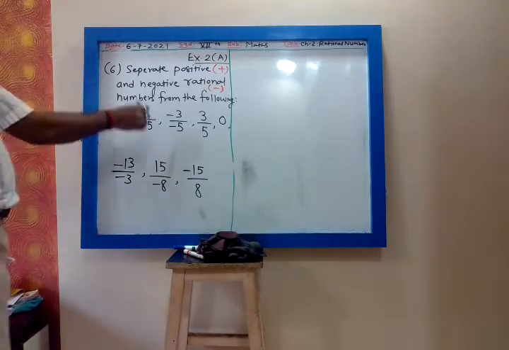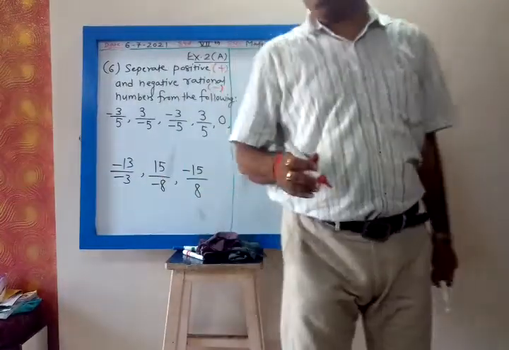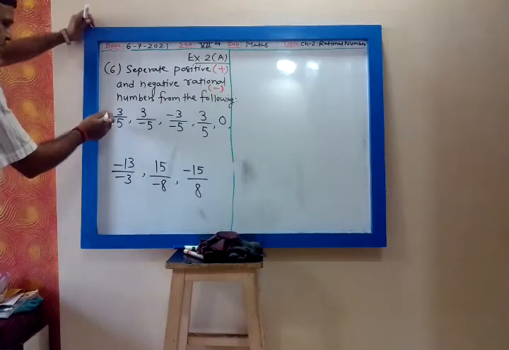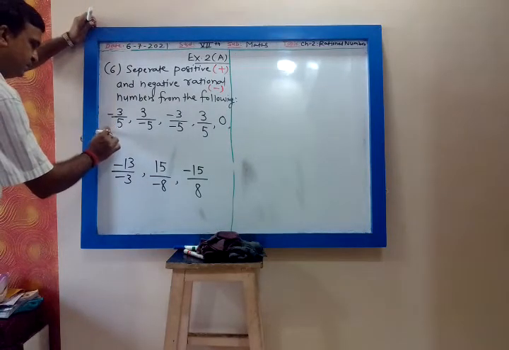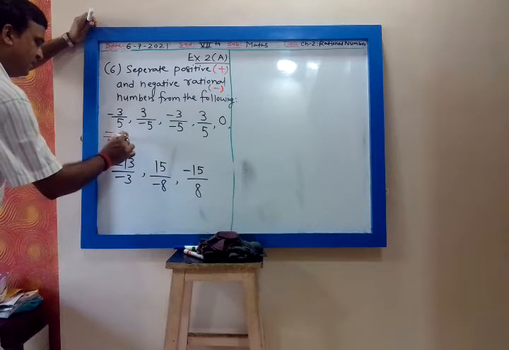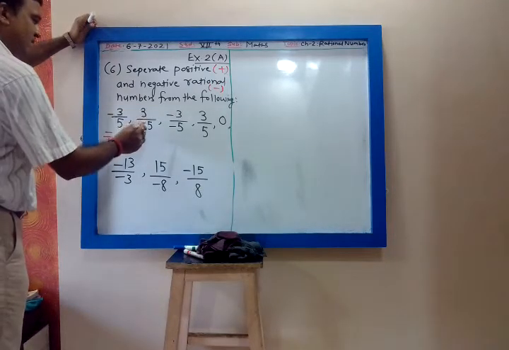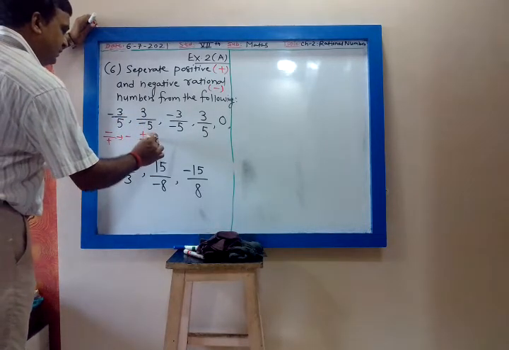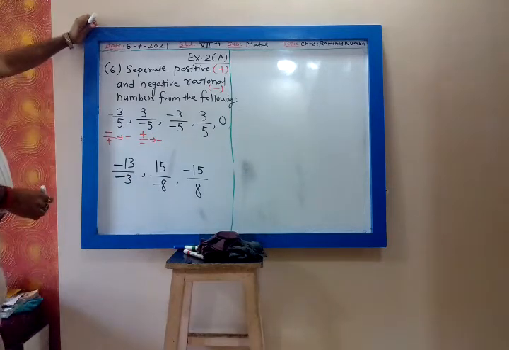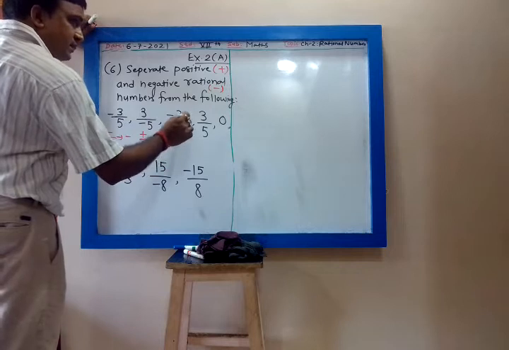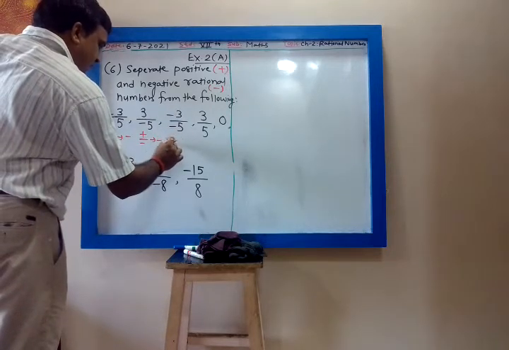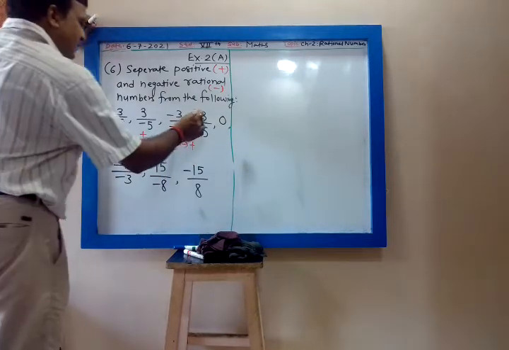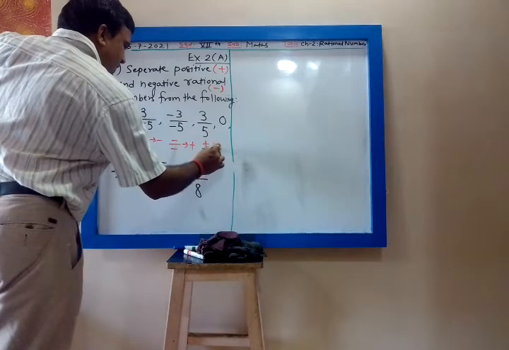So let us see. To decide whether the rational number is positive or negative, we use the division of integers. It is minus and it is plus. So minus upon plus will be minus. This is plus and this is minus. 3 means plus 3. So plus upon minus will be minus. Next, minus upon minus. The signs get cancelled, this becomes plus. Then plus upon plus will be plus.